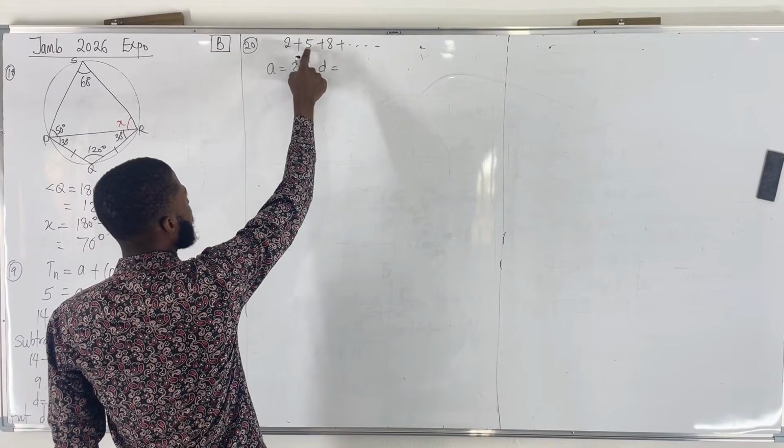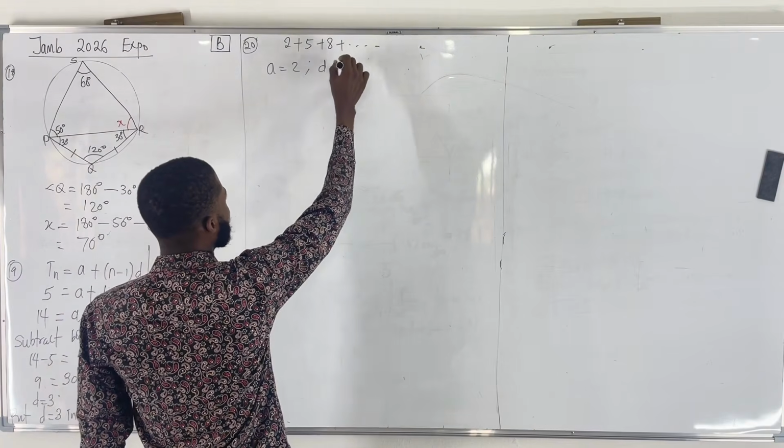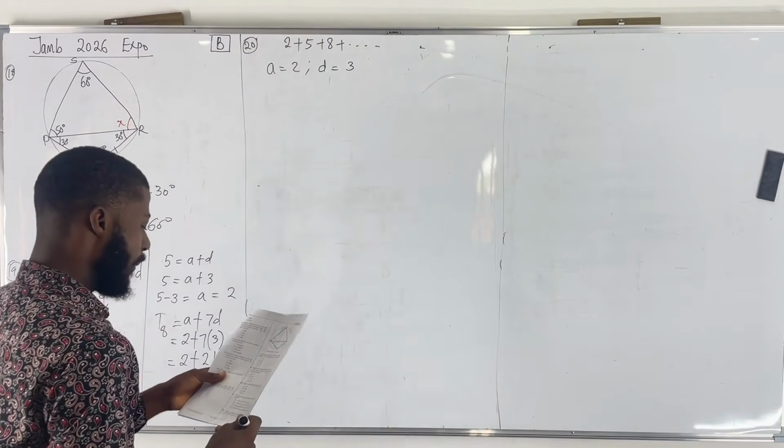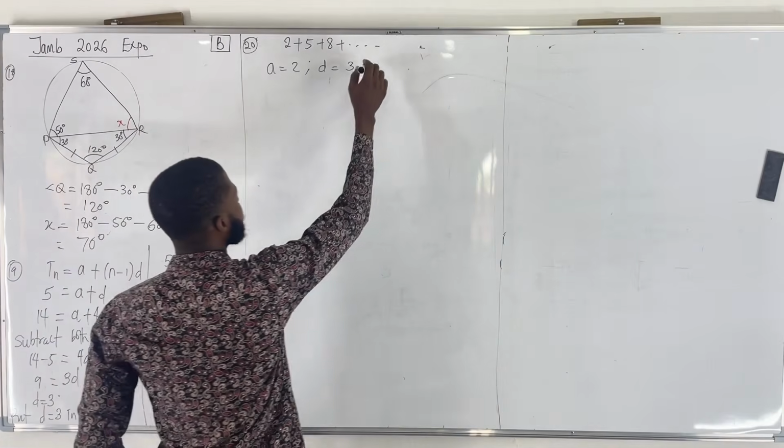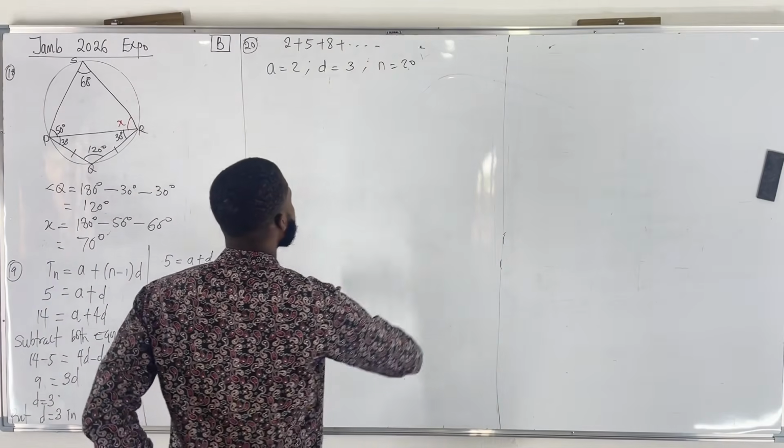2 plus 3 is 5. 5 plus 3 is 8. So the common difference is what? 3. Good. Now we're asked to find the sum of the first 20. So n is equal to 20 terms.